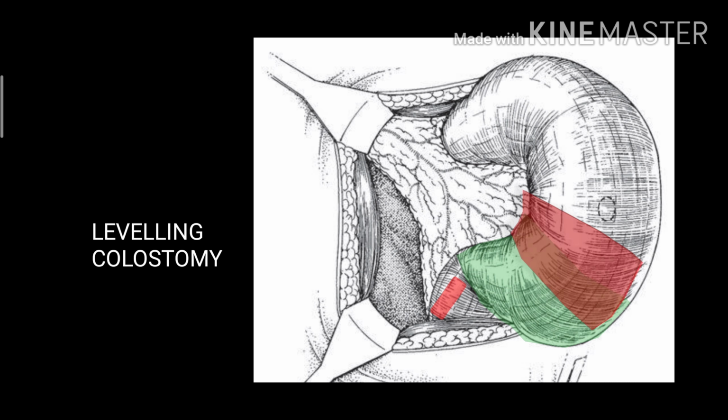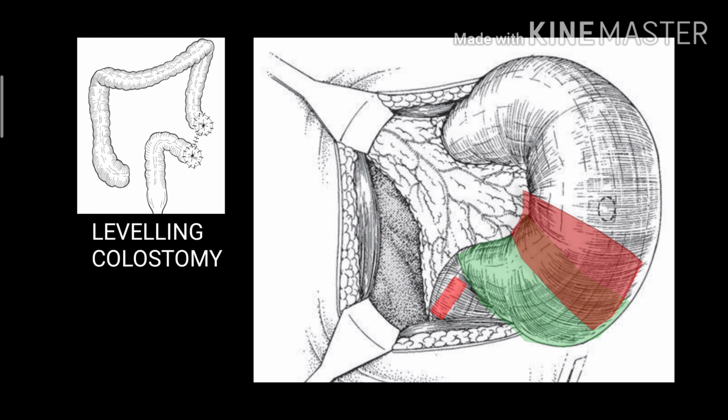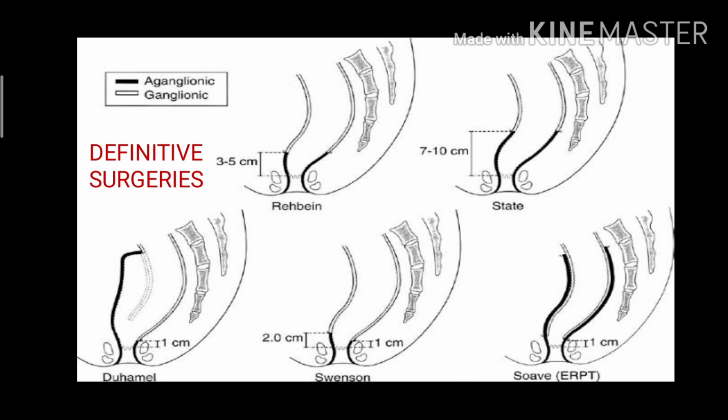Now after that, above the transition zone, we take some part of the transition zone bowel and send that also for biopsy. Clearly above the transition zone, we do a colostomy where we think it is the normal bowel. The dilated bowel is normal, the constricted bowel is abnormal. So that is the leveling colostomy. We do a colostomy above the level of the transition zone.